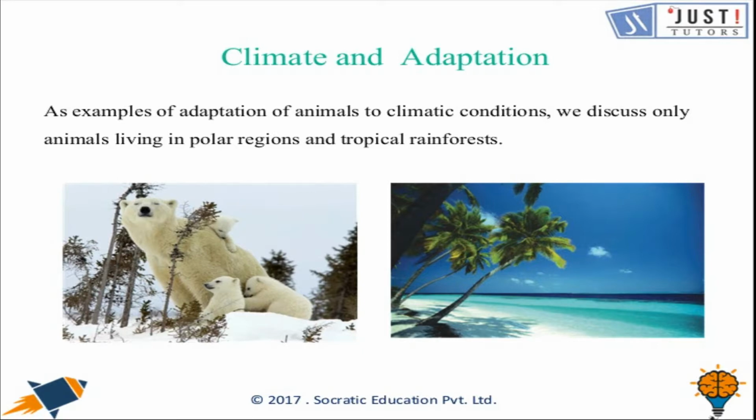Let's talk about a few examples of adaptation of animals. We'll only be discussing the animals living in the polar regions and in the tropical rainforests. We all are aware that the Amazon forests have a large variety of species, so it's actually a massive biodiversity, with animals ranging from a small cricket to a huge alligator.